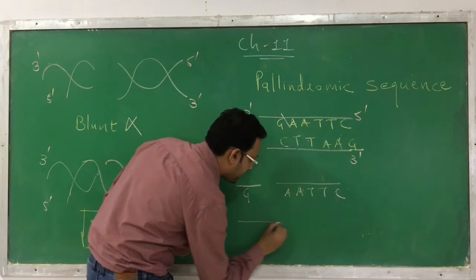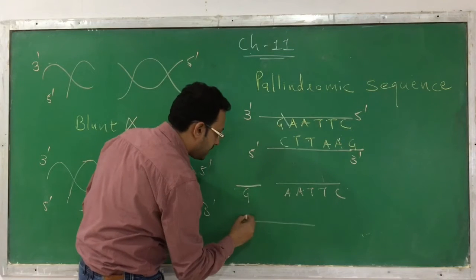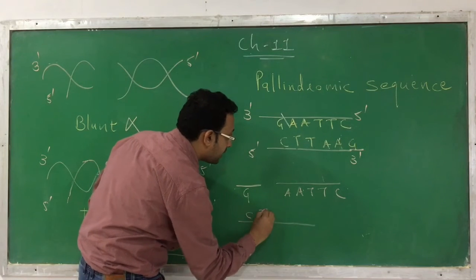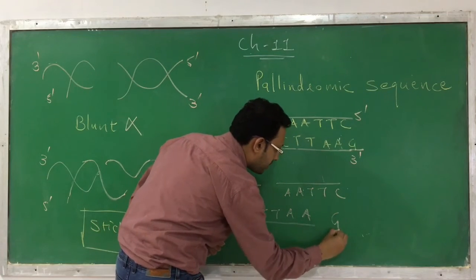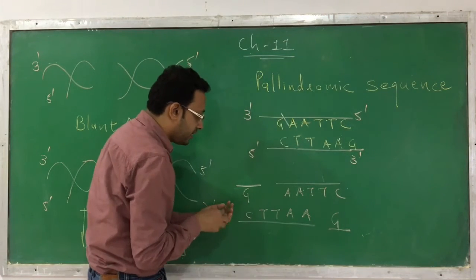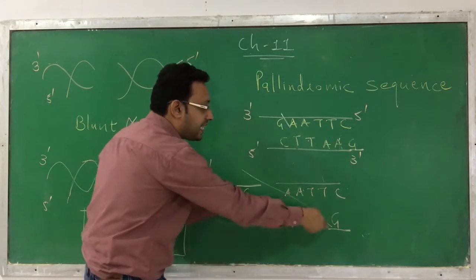Now what is the second cut? Like this. You know where it cut? It cut between the G and A. So what is the sequence? C, T, T, A, G. Clear? This is the sequence. So if you see that, the cut occurs in this way, and thus it produces the sticky ends.